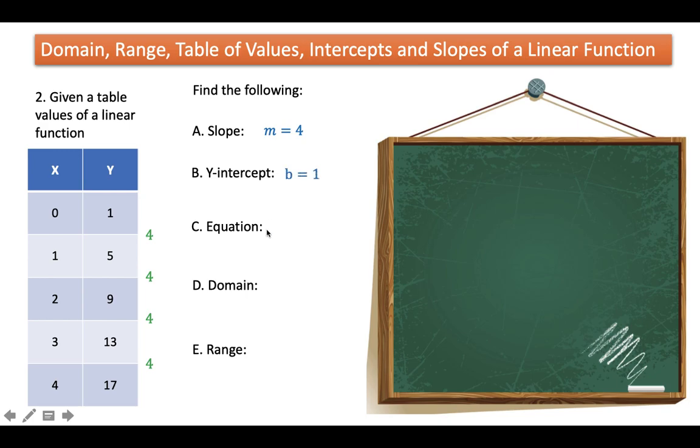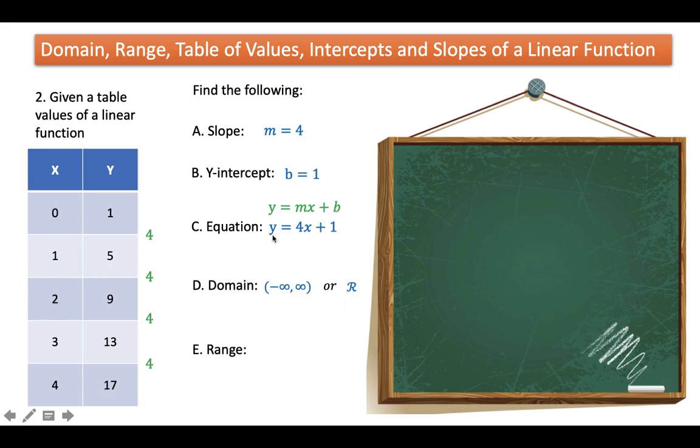Okay? So in finding the equation, we can use the slope-intercept form. Replace m by 4 and b by 1. Then our equation is y is equal to 4x plus 1. For our domain, it's just the same, negative infinity to positive infinity or real numbers.